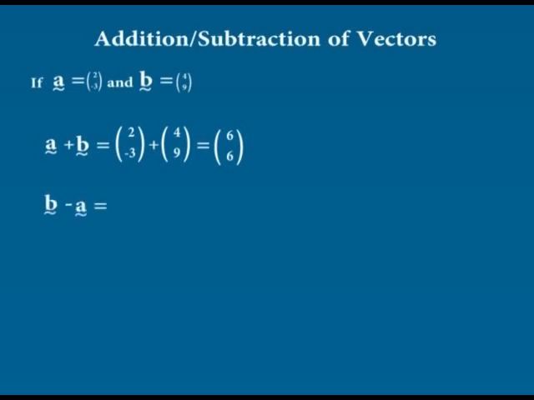B minus A is equal to (4, 9) minus (2, -3). That gives us 4 minus 2 is 2. 9 minus -3 is 12.